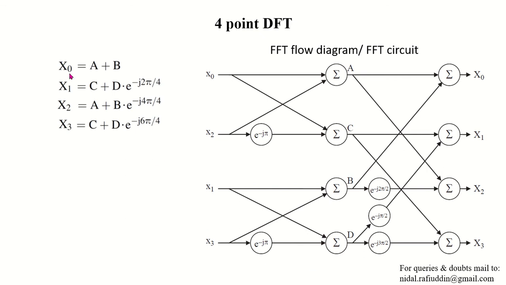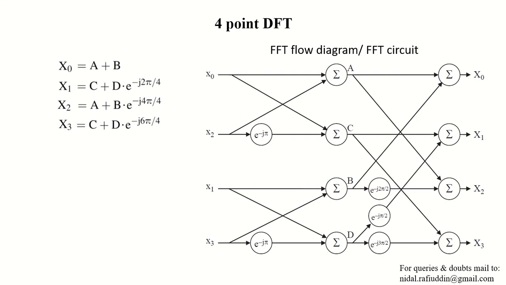And further, x0 is a plus b. So we are going to take the output from this summation and this summation, which are a and b respectively, and feed them to the next summation block to provide us the DFT x0. Likewise, x1 can be obtained in the same manner, and x2 and x3, and these are all the associated twiddle factors.